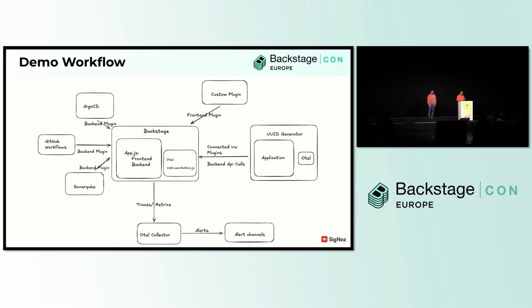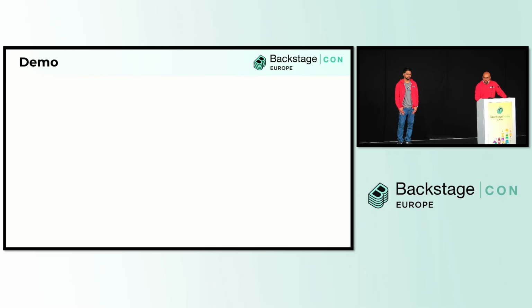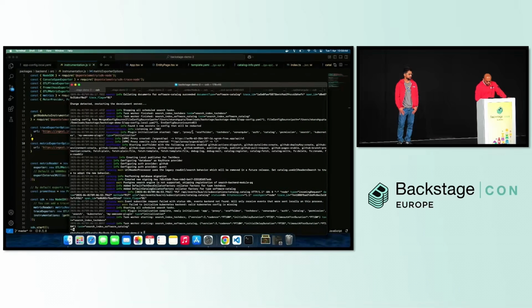Also, there might be some problems with the UUID generator or some other Backstage component. So we have sent all the data to our OTel collector, so the traces and metrics would be visible, and we can configure alerts on that, due to which we will get to know about it through the alert channels, which is probably Slack or your email ID or whatever alert channels you have configured. So we can start with the demo right now. So let's see.